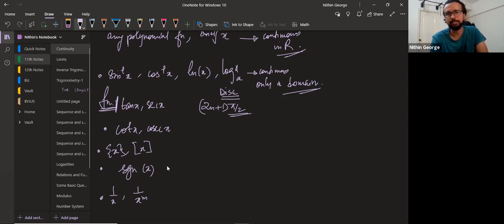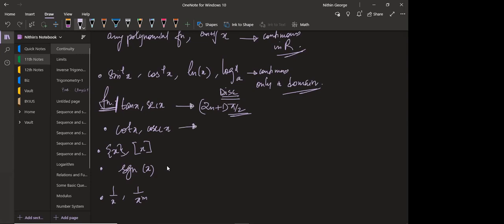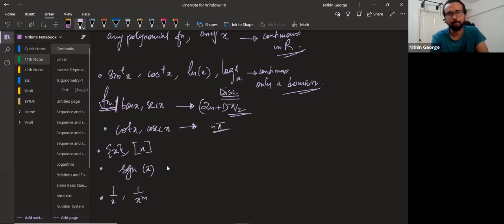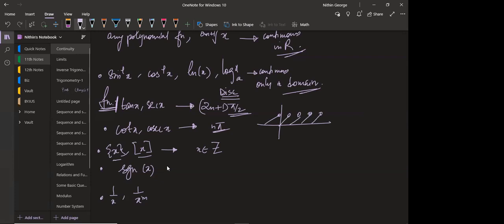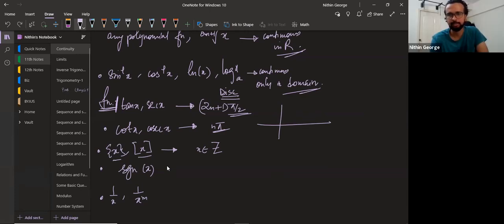What about cot x and cosec x? When will that be discontinuous? N pi. Very good. Now, GIF of x and fractional part of x. When will they be discontinuous? When x is any integer. Remember the graph of fractional part of x? It goes like this. Does it look continuous? No, sir. So at any integer point, it will be discontinuous.